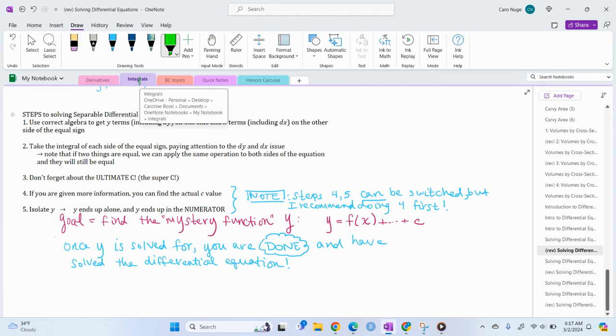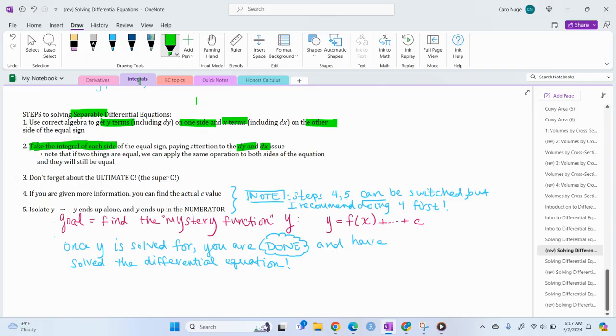All right, so if we're going to solve a separable differential equation, like I said above, you're going to use algebra to always get the y terms on one side and x terms on the other. Always start there. What you're going to do next is take the integral of each side. You've already done integrals, so you're going to use your integration skills to do that. Pay attention to dx and dy. They're going to go away.